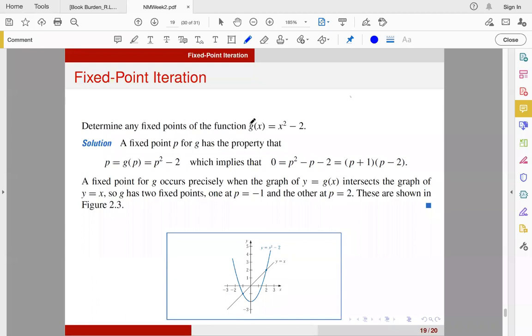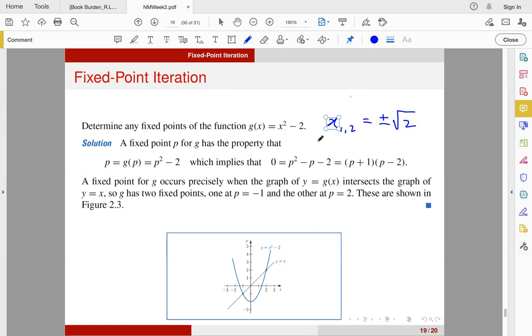Determine any fixed point of the function g(x) = x squared minus 2. So basically what we do in here is find the point p such that g(p) = p. This is not a root finding problem because we already know x squared minus 2 is quadratic, and the roots are plus or minus the square root of 2, right?